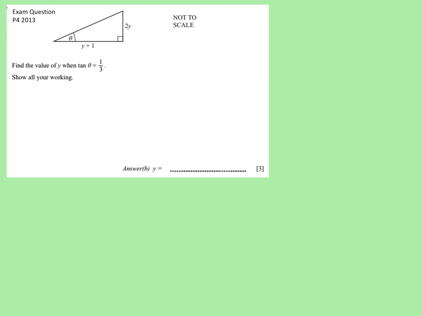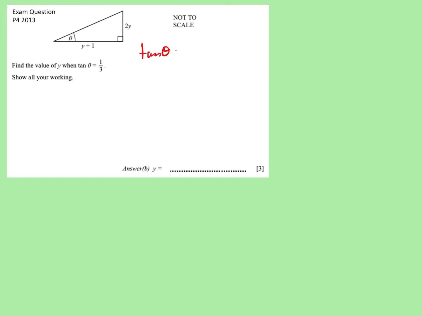Okay, what about this question? This is a good question. It's combining your knowledge of trigonometry and algebraic fractions. Okay, stop the video and have a go. Okay, so this is a slightly different version of the question here. We're saying find the value of y when tan of your angle is equal to a third.